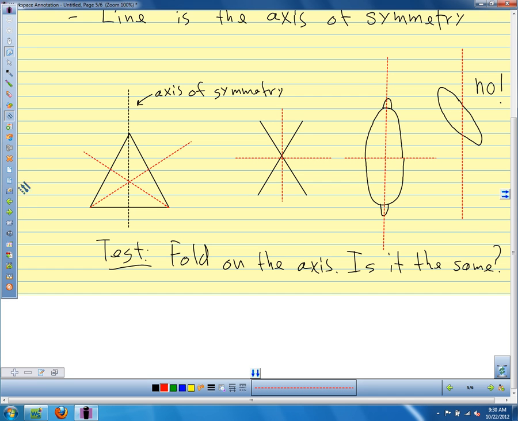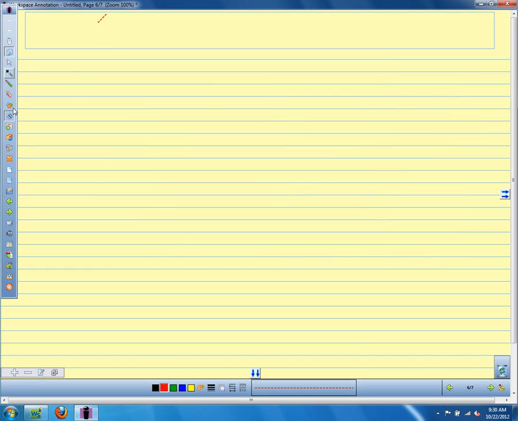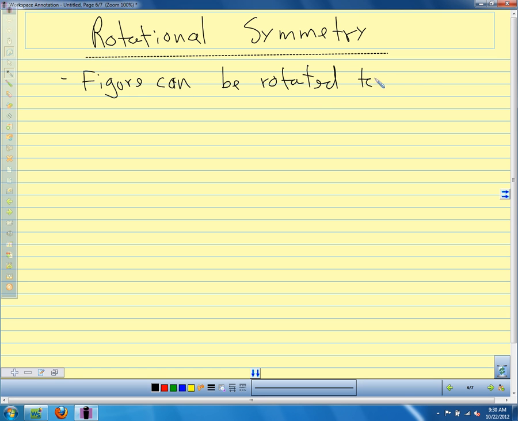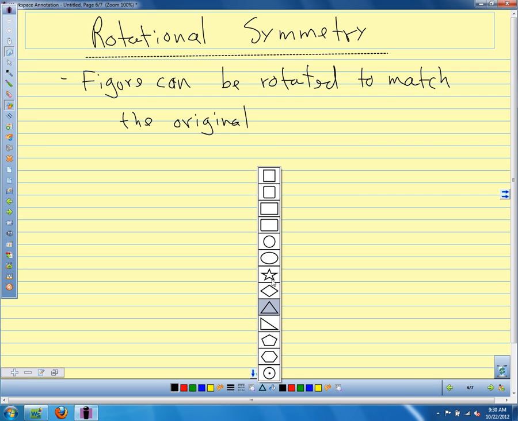All right, last thing. Rotational symmetry. So rotational symmetry just means, listen up guys, rotational symmetry means that the figure can be rotated to match the original. So let me draw a figure that has rotational symmetry.